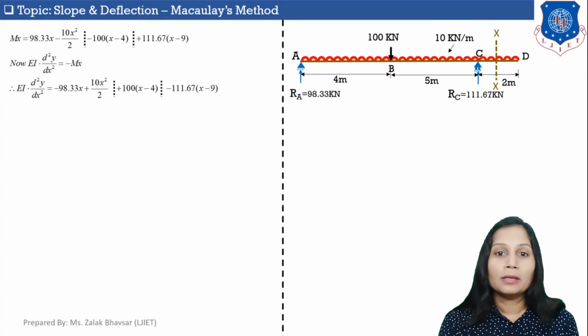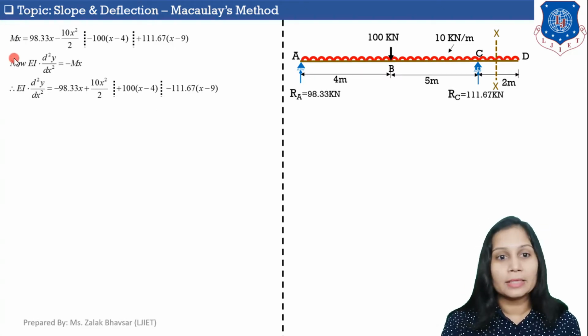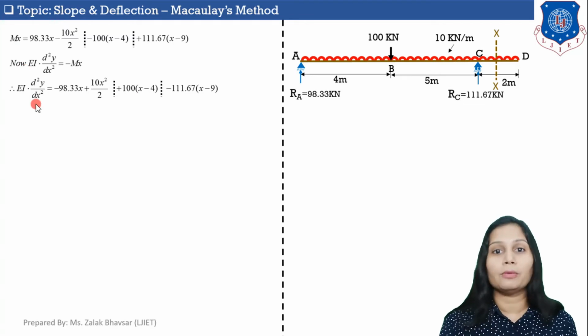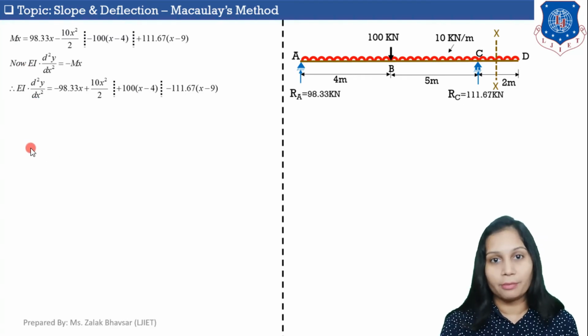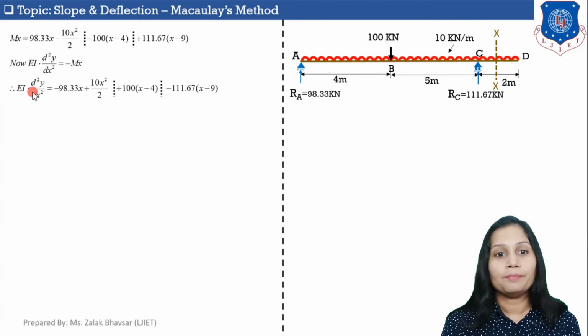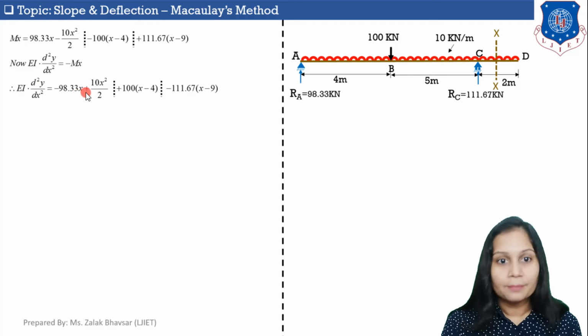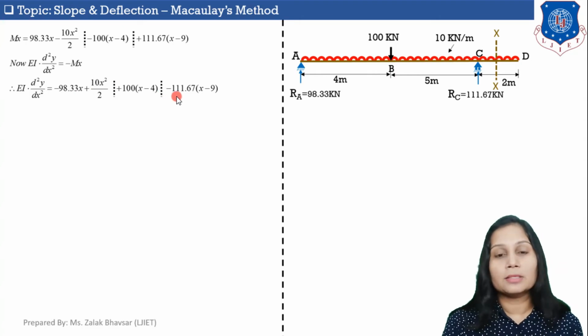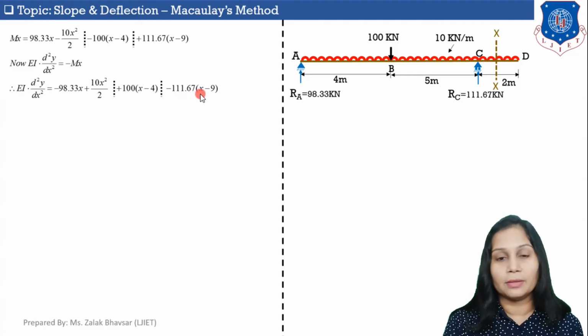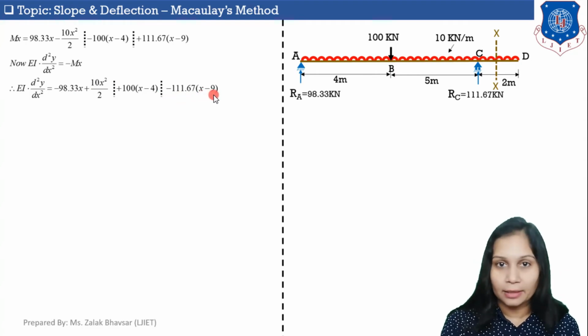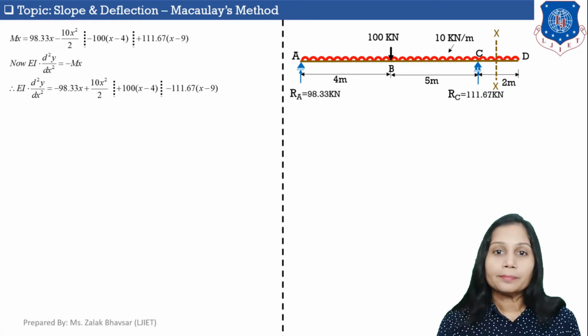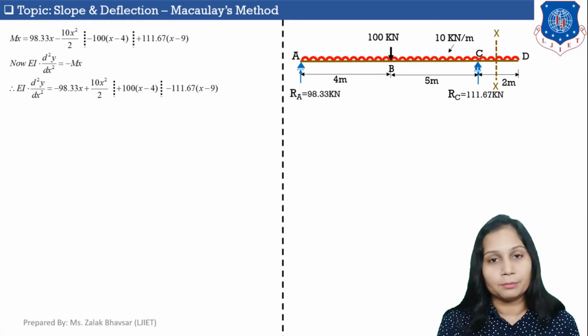Okay, now let's put value of Mx in this differential equation. So we will get final differential equation as EI d square y upon dx square is equal to minus 98.33x plus 10x square by 2 plus 100 (x minus 4) minus 111.67 (x minus 9). Okay, so we completed step number 2.